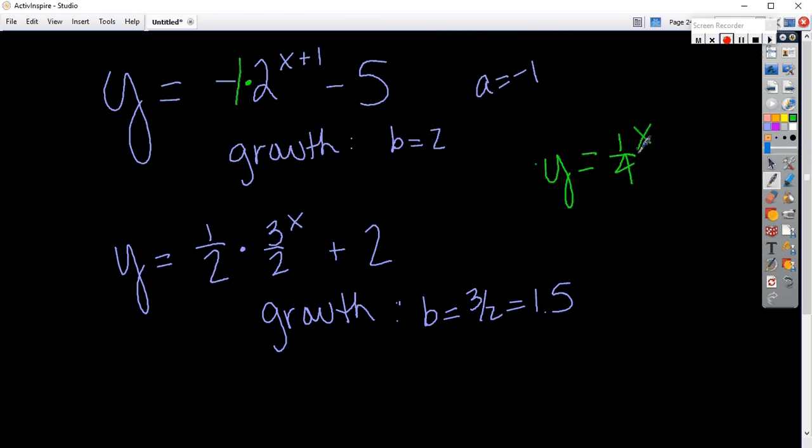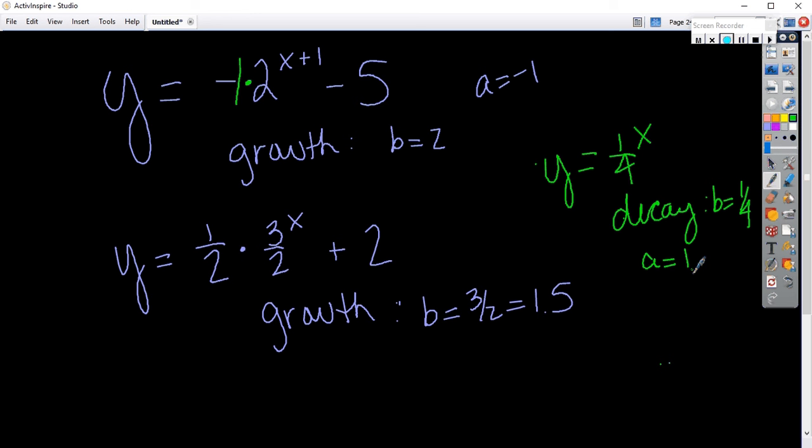Growth or decay? Decay. What is B? B is 1/4. What is A? Does that make sense to everybody? 1/4 is just 0.25.